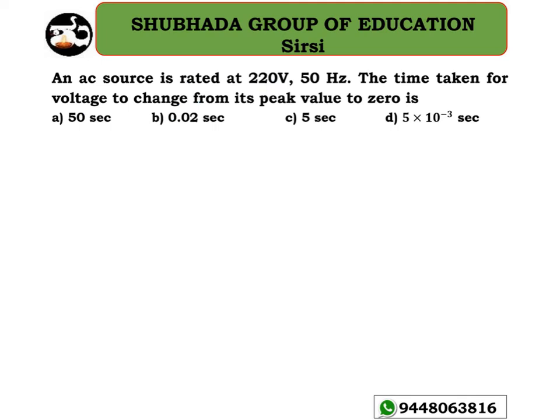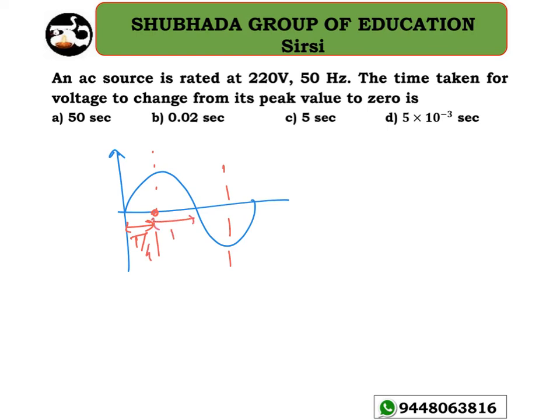Move to the next problem. An AC source is rated at 220 volt 50 hertz supply. The time taken for the voltage to change from its peak value to 0. See, if you look at the alternating diagram here, this is the AC. Clearly we can say here it is T by 4, and this is T by 4, and this is T by 4, and again it is T by 4. So clearly the full cycle is the time period T, correct?